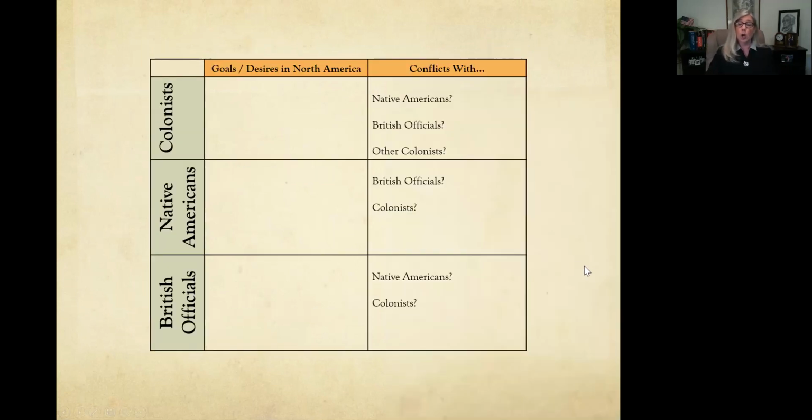All right, this is the chart that we also will be doing in class, where we're looking at the three parties involved. What do they want to achieve at this meeting, the Albany Congress? What do the colonists want? What do the natives want? What do the British leaders who are there? What do they all want out of this meeting? And who do they have conflicts with, and why? Okay, so what is their issue with the other folks who are involved?